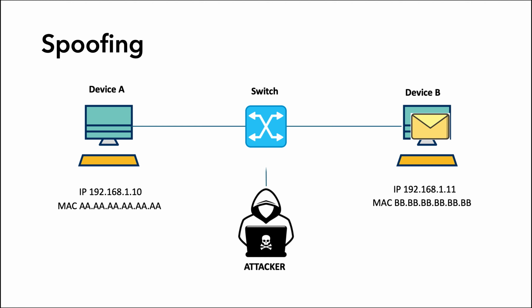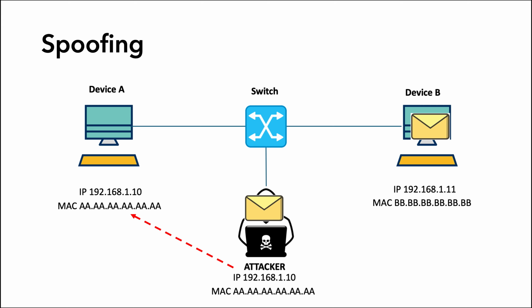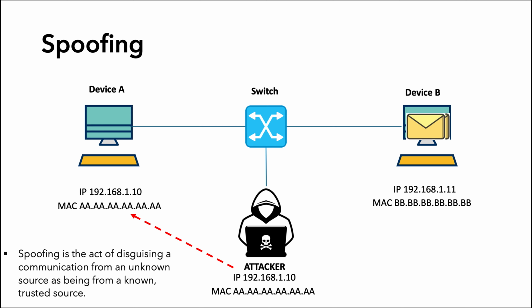An attacker uses a technique to disguise their identity, just like someone wearing a mask to look like someone else. Here, the attacker is disguising to be device A and using the same source IP address and MAC address. This is called spoofing. So it can attack the network by disguising as device A. So spoofing is the act of disguising a communication from an unknown source as being from a known trusted source. So spoofing attack focuses on only one vulnerability, that is addresses.